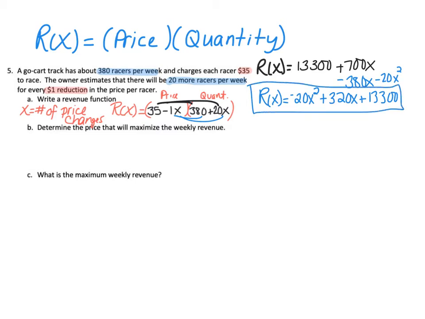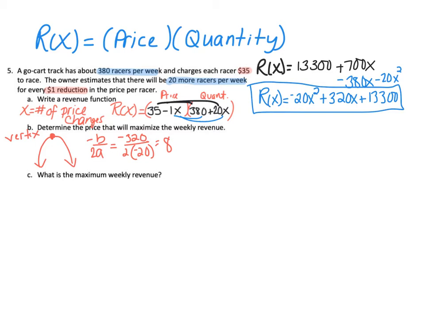Determine the price that will maximize the revenue. Okay, so maximize. My A value is negative. What's that tell me? It tells me my parabola opens downward. So here's the highest it's going to get. So I need to find my vertex. All right, so what are we going to do? We're going to do negative B over 2A, which is equal to negative 320 over 2 times negative 20. Quickly do that math, and I get 8. So my x-coordinate is 8.